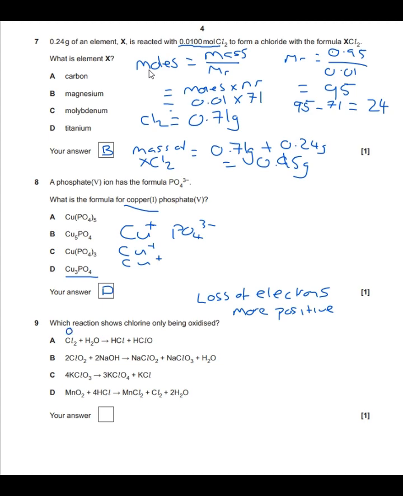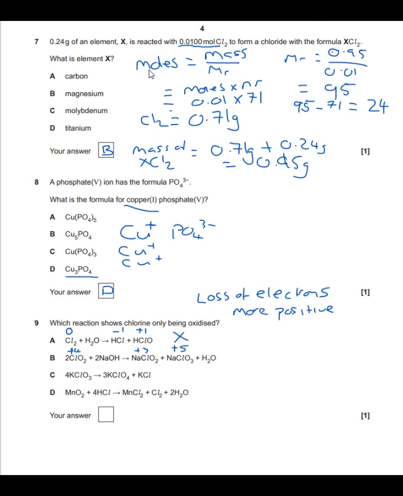So chlorine is 0 in this one, -1 there, and within HClO is +1. So in this example, chlorine has been oxidized from Cl2 to HClO, but it's also been reduced as well. So it's not going to be this one because it's been both oxidized and reduced. At ClO2, we've got a +4 on the chlorine. In NaClO2, it's going to be a +3. And in NaClO3, it is +5.